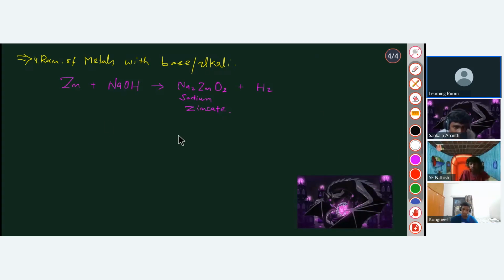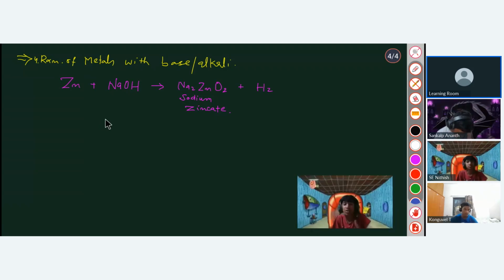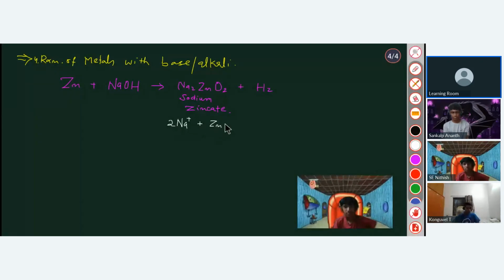Zincate is just one of the anions here. It is actually ZnO2 with two negative charges. If you ionize it, the ions will be 2Na positive and ZnO2 two negative. This is known as zincate. So it's 2NaOH. You can balance it by writing twice NaOH.